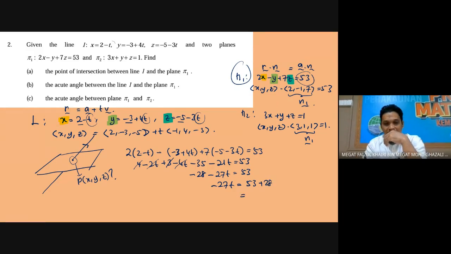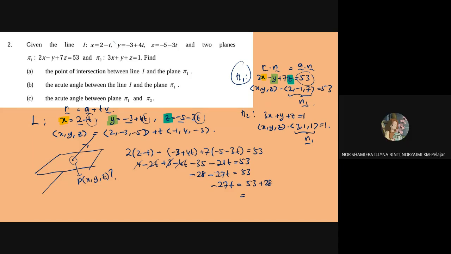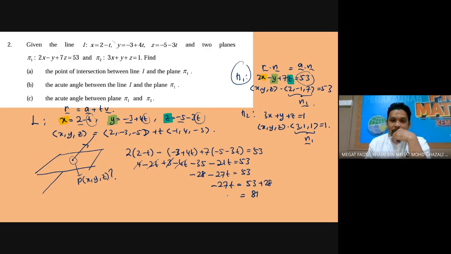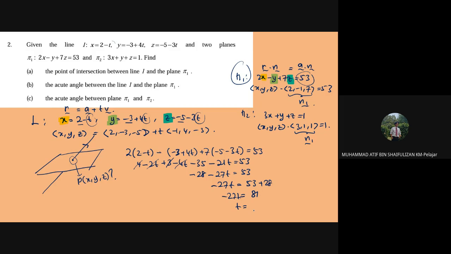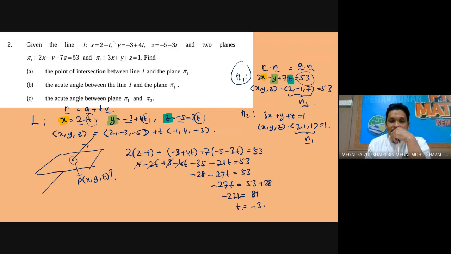Okay, anyone please help me? 81. Okay, negative 27t equals 81, so then t equals negative 3. Negative 3, the value of t, is not the answer yet because it represents the constant t here. So we are going to find the numerical coordinates of the intersection by substituting t into x, y, and z.